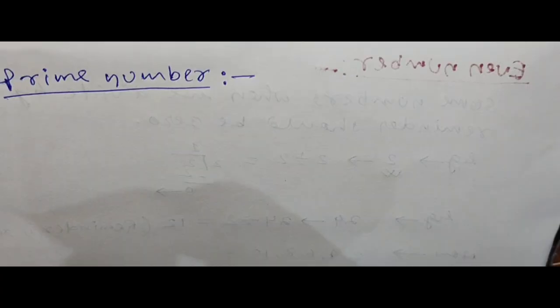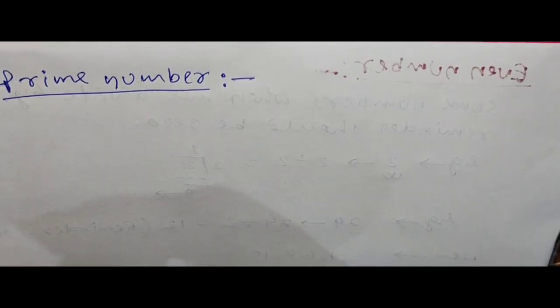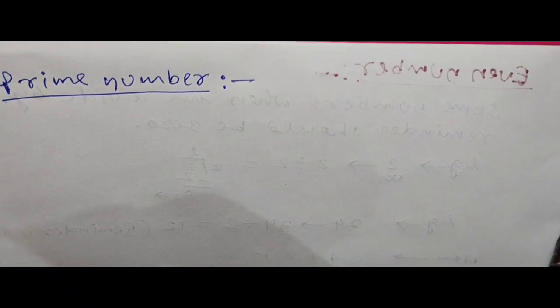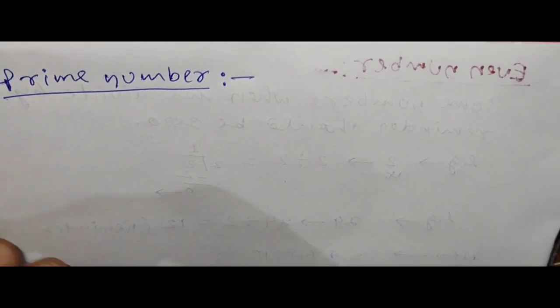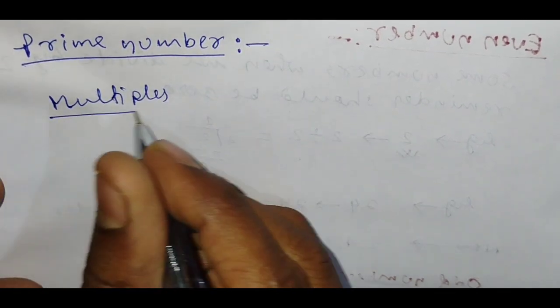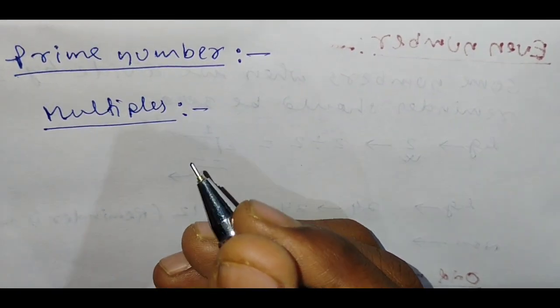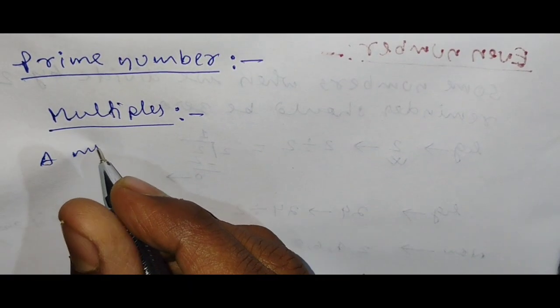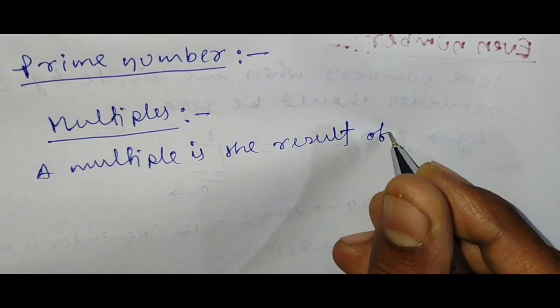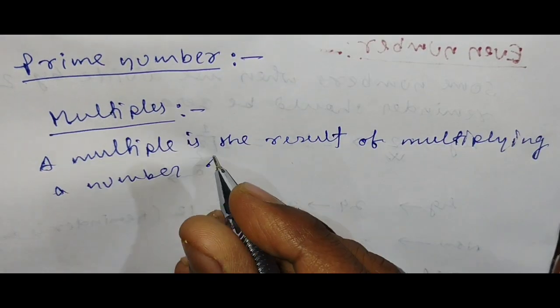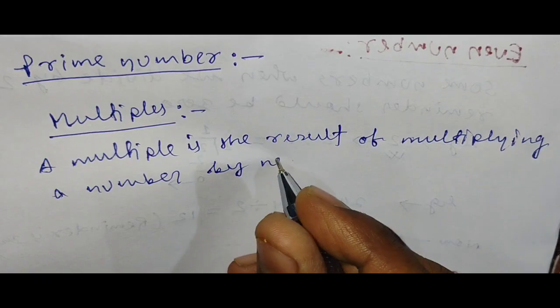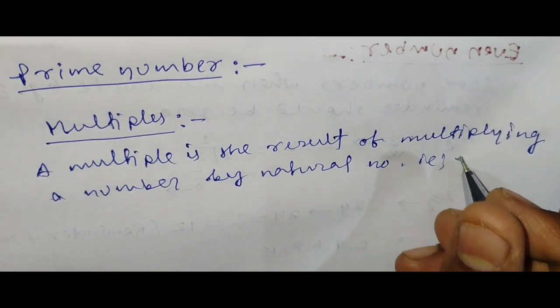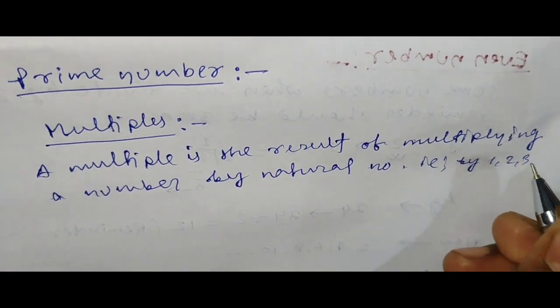What is a prime number? To know about prime numbers, we must know multiples and factors. So at first we will discuss multiples. What is a multiple? A multiple is the result of multiplying a number by a natural number, that is by 1, 2, 3, and so on.